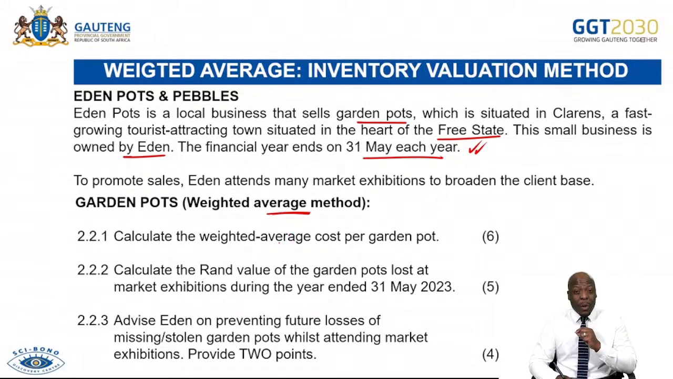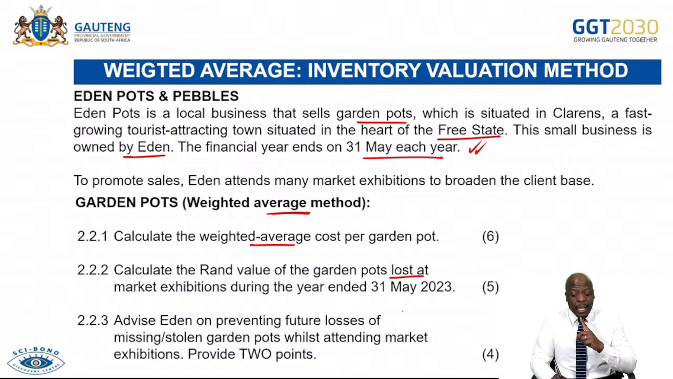And then the demands of the question. I think here we have about 3 questions that we want to address. The first one, to calculate the value of closing stock using the weighted average method, and then to calculate the rand value of the garden pots lost.